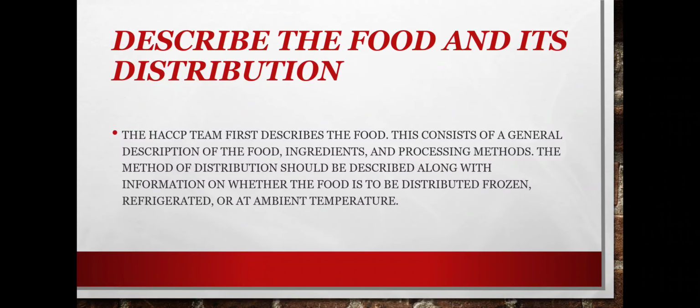Describe the food and its distribution. The HACCP team first describes the food. This consists of a general description of the food, ingredients, and processing methods. The method of distribution should be described along with information on whether the food is to be distributed frozen, refrigerated, or at ambient temperature.